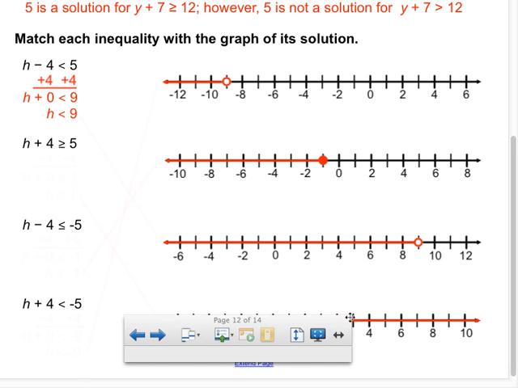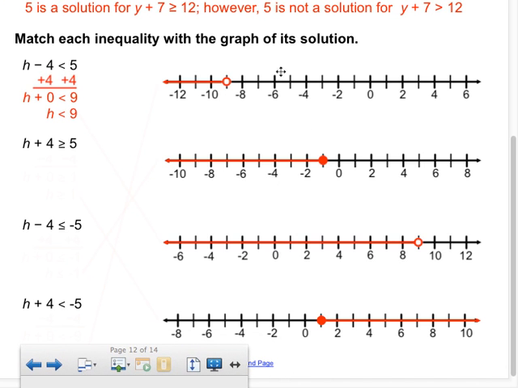Which one of these is h less than 9? Is it going to be open circle or closed circle? Open circle. And it's got to be less than 9, right? So where do we see 9? Which graph is less than 9? First, second, third, or fourth? The third. Very good. Here we go. Now, who's got this one? We're almost done. Home stretch.